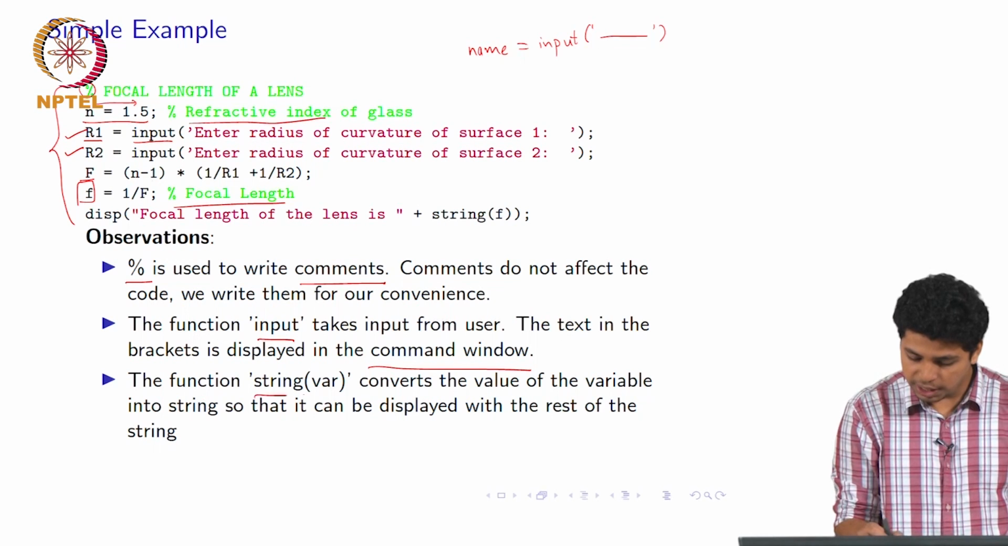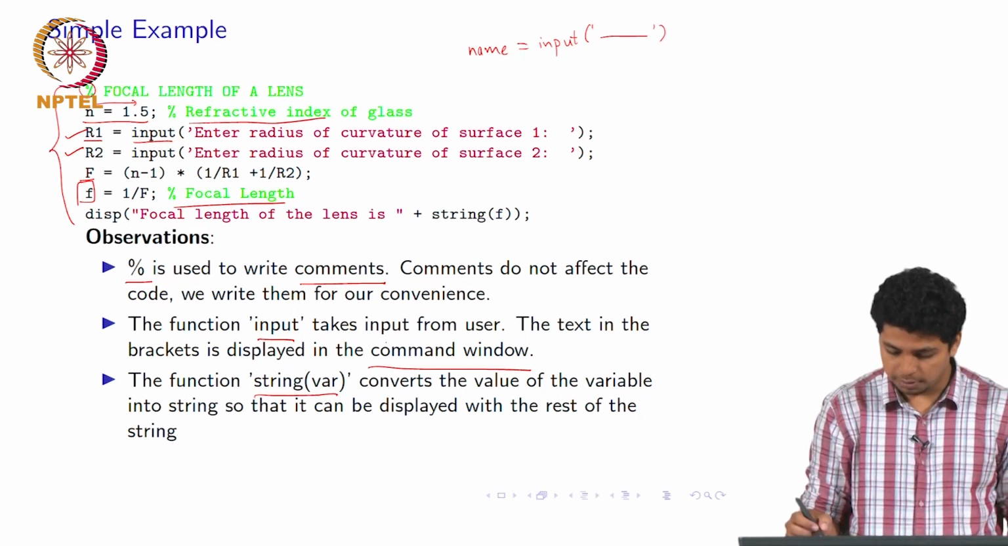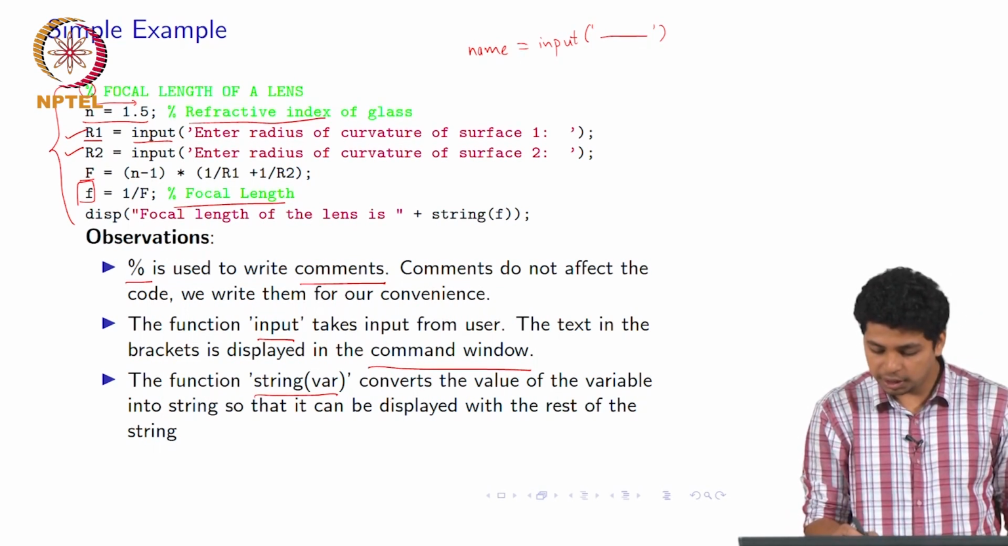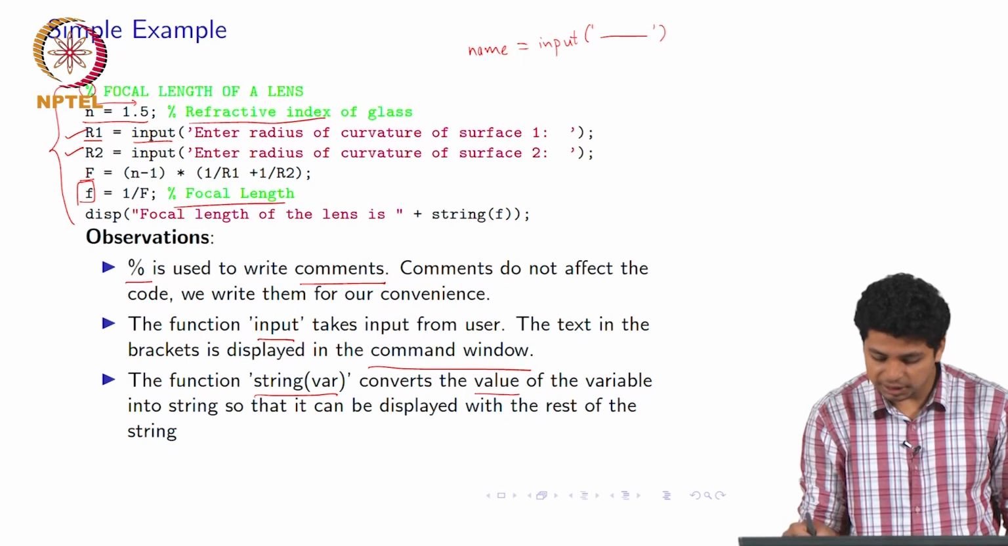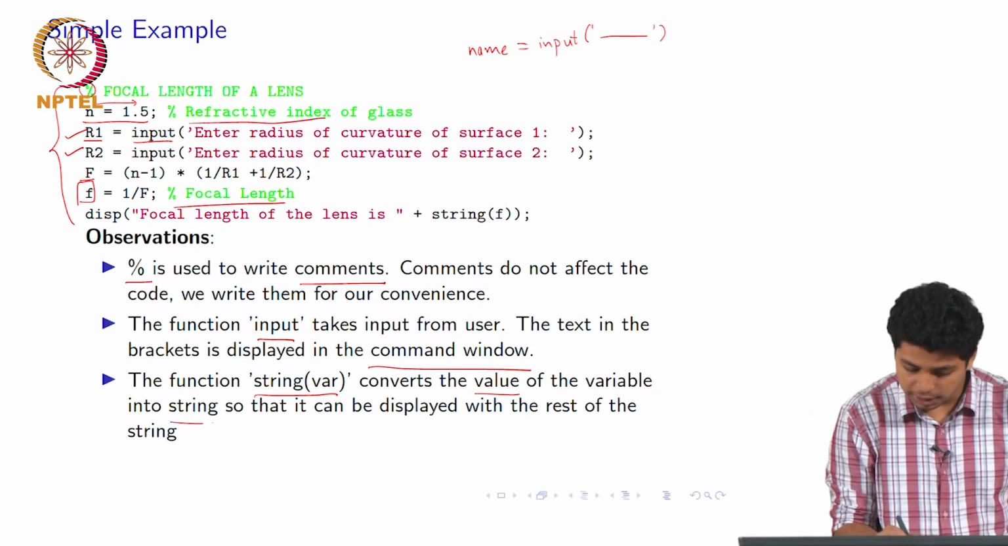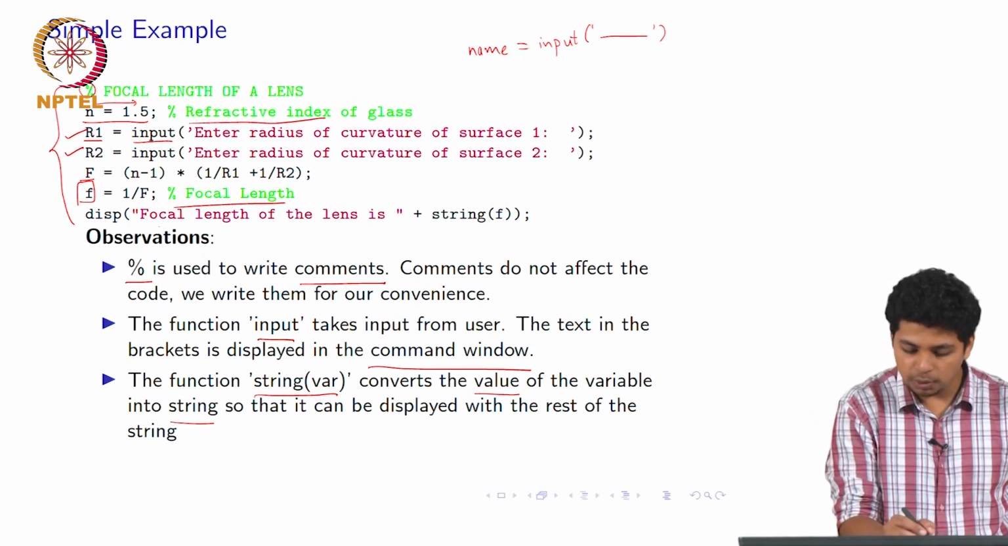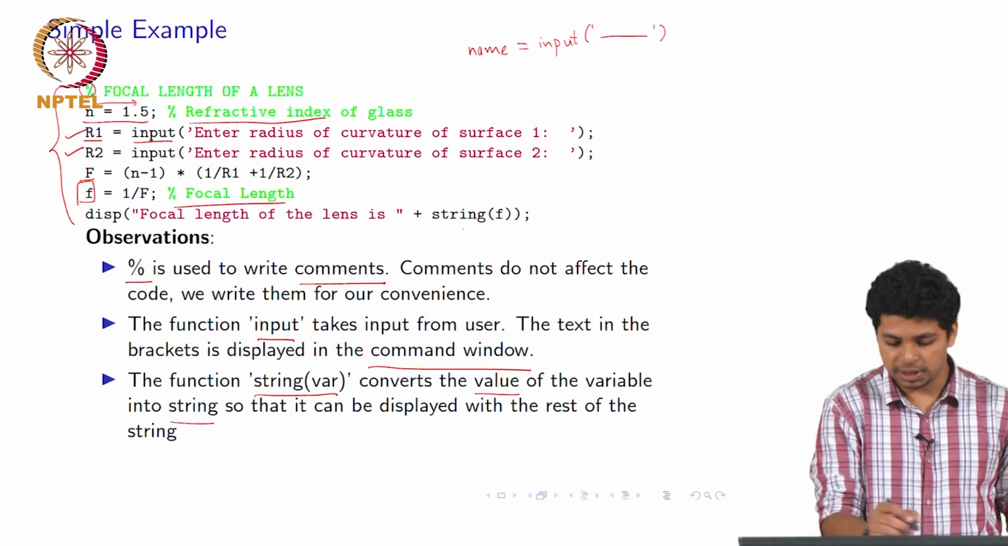Then this function, string, and in brackets the name of the variable. Now this is a special function. It converts the variable type into string, so that it can be displayed along with the rest of the string that is present in display.